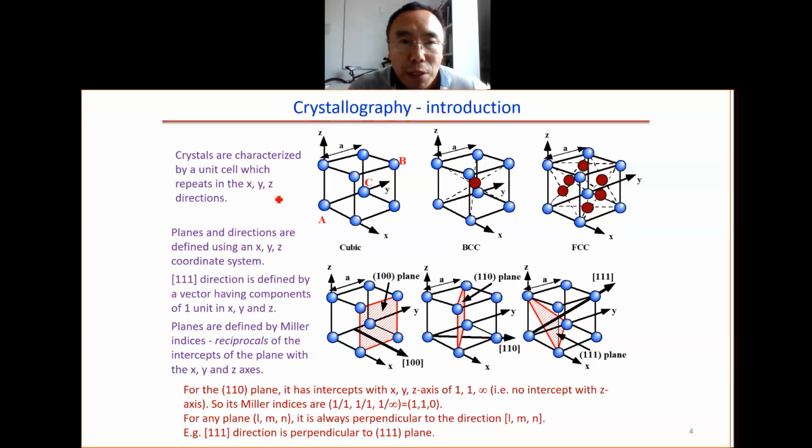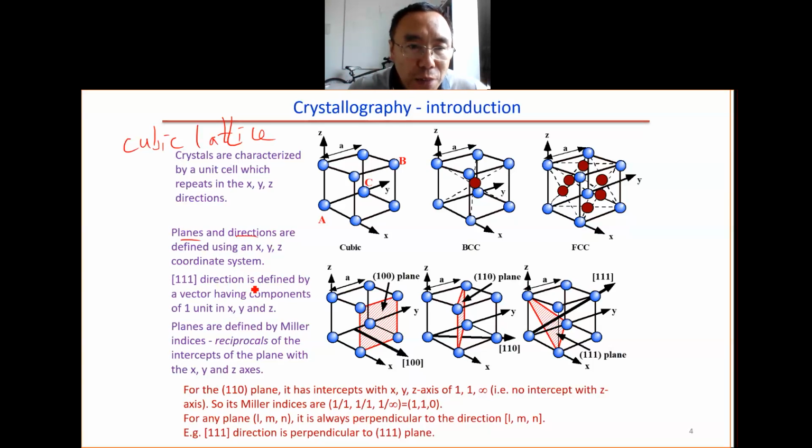For the silicon, we know we have the cubic structure. Now we look at a brief introduction to the crystal structure. I know you are familiar with this from your other courses. What we have here is the lattice, the cubic lattice. For the cubic lattice, we can define the planes and the directions.